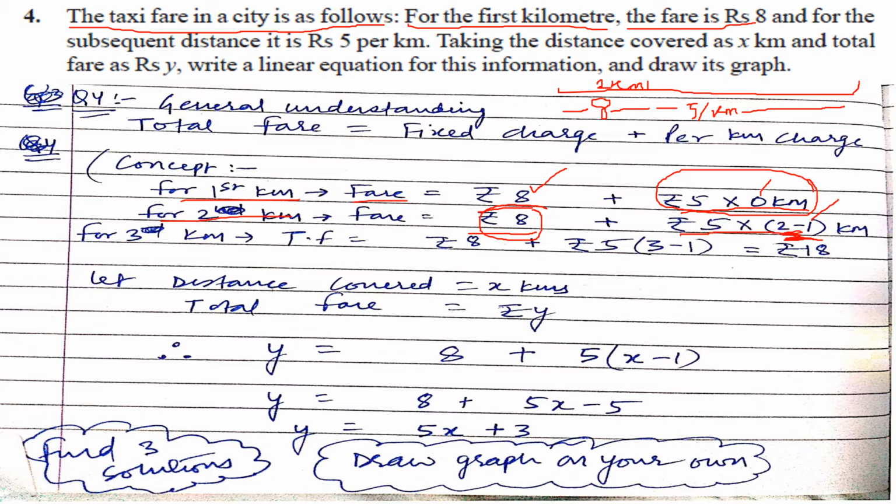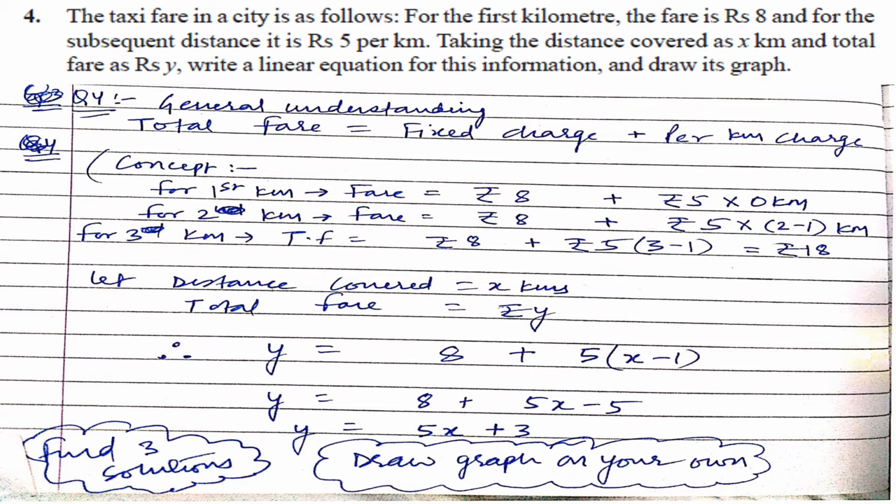Similarly, suppose that person goes 3 kilometers. So in these 3 kilometers, the first kilometer price is 8 rupees and for the remaining 2 kilometers, the price is 5 into 2, that is 5 into (3 minus 1). I hope you are getting this simple concept.